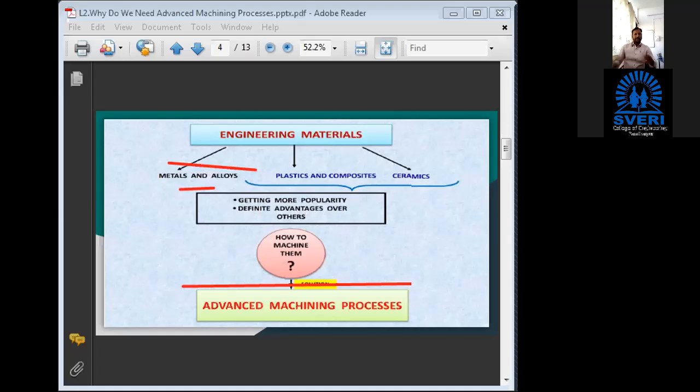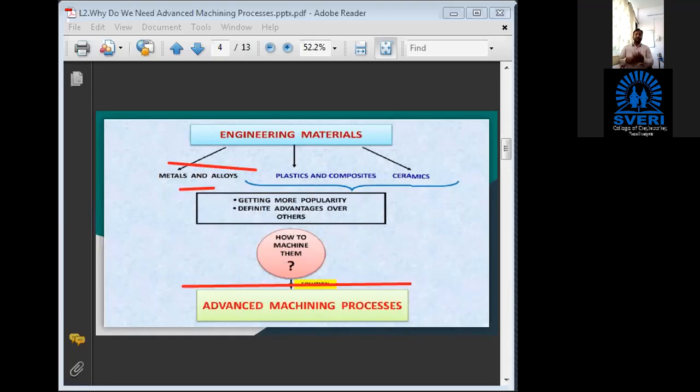Here I am trying to explain how this advanced machining, or non-conventional machining, subject is important for everyone. And the reason is this. This slide is the first reason. I have started with how our engineering materials are classified into three groups.